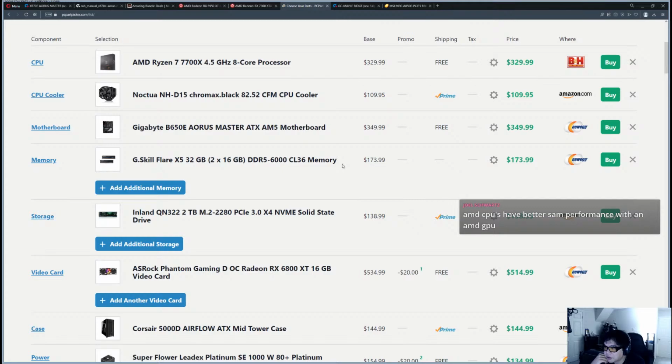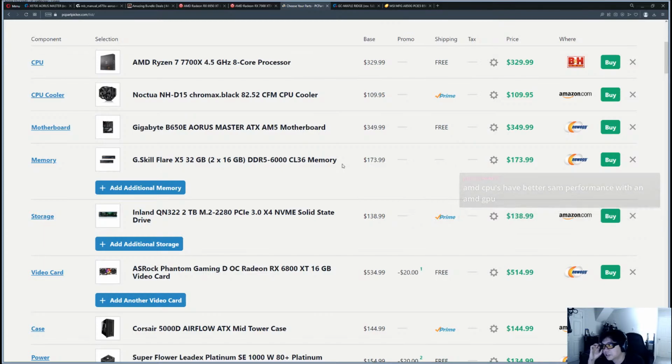Should you get AMD or Intel CPU? What works better with the RX card? AMD CPUs have better SAM performance with an AMD card. Yeah, since you're building an entirely new PC, definitely get the Ryzen 7000 series processor. I would recommend this processor, or maybe even the 7600X to save some money.